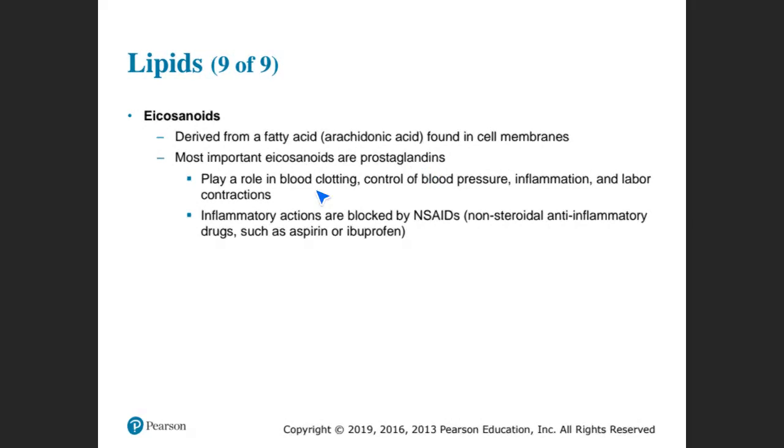They're also present in other body systems and areas. So they play a role with blood clotting, maintenance of blood pressure, inflammation, and we talked about contractions.